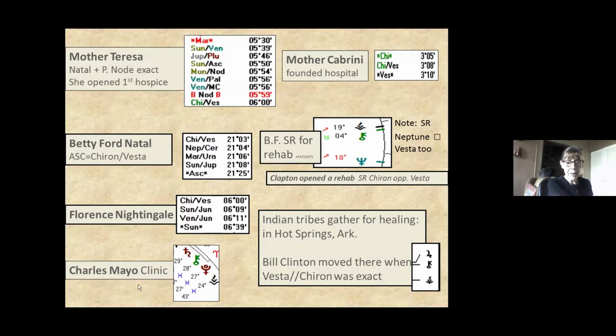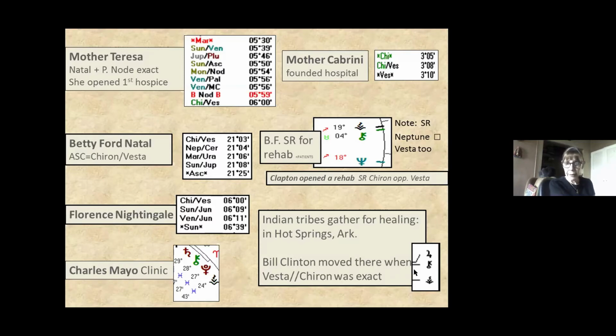I'm not sure about this Mayo Clinic guy. You know, it's a very wide orb. It's a 4 degree orb. And as you can see in our world, 4 degrees is an awfully wide orb, but I can't ignore it. It's a 4 degree conjunction and he's Mayo of the Mayo Clinic. Hard to ignore that.